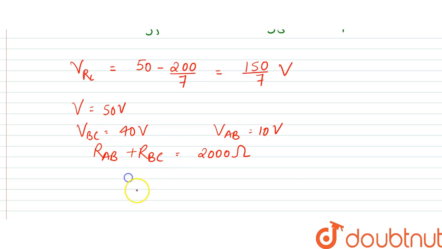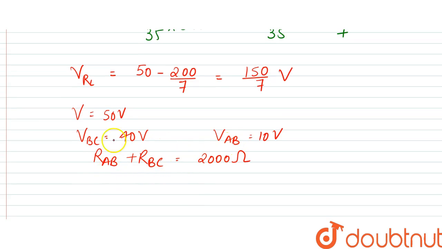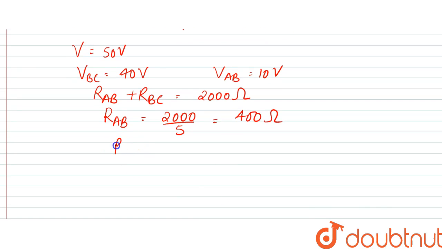Since the potential across AB is less, the resistance will be lesser. It is directly proportional, so it would be in the ratio 1:4. So RAB can be written as 2000 divided by 5, that is equal to 400 ohms. Similarly, R of BC would be equal to 1600 ohms. That is the ratio.